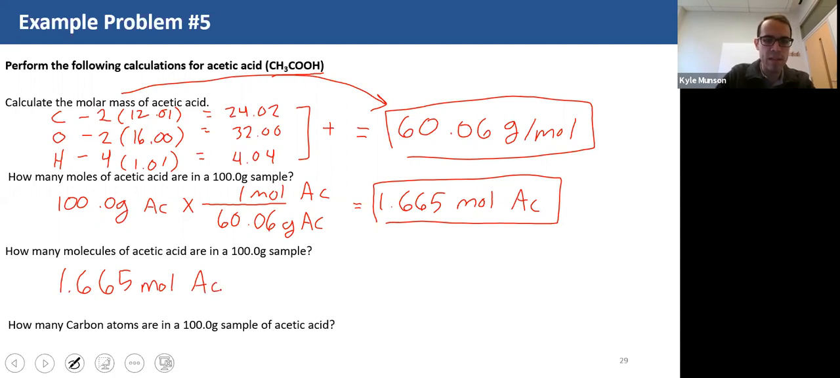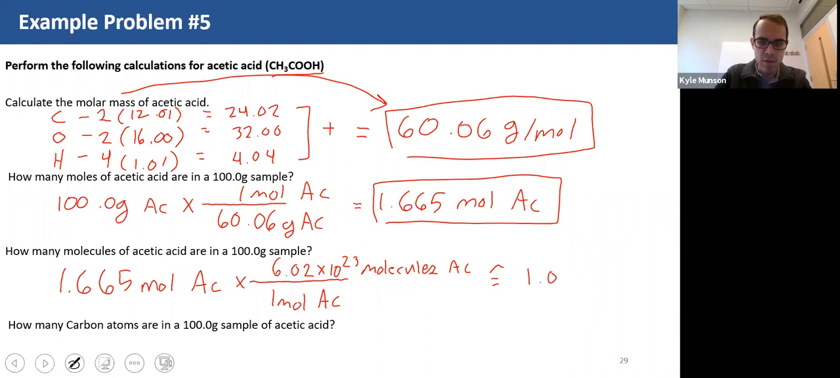So we have 1.665 moles of acetic acid times, for every 1 mole of acetic acid, there's 6.02 times 10 to the 23rd molecules acetic acid. And so I get approximately 1.00 times 10 to the 24th molecules acetic acid when I plug that in my calculator.